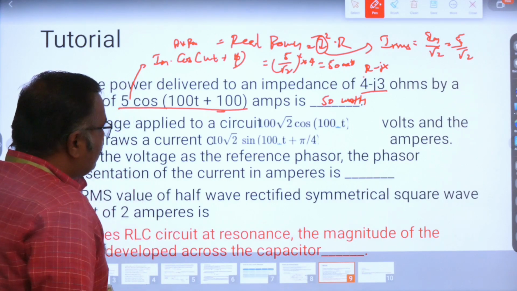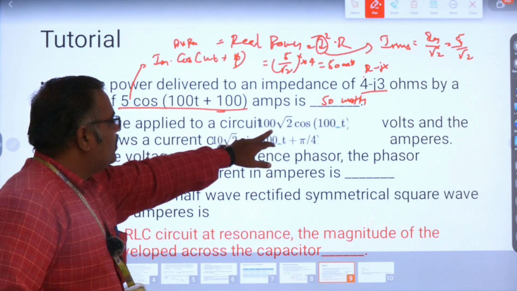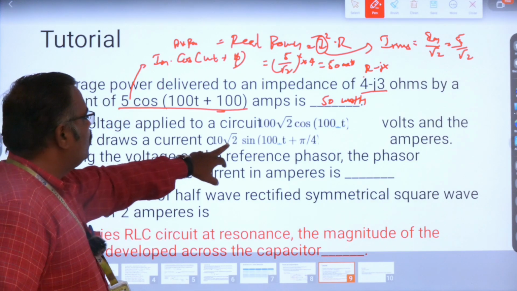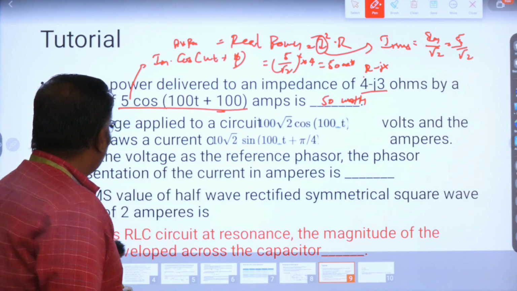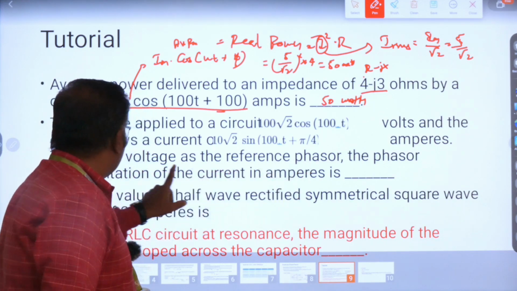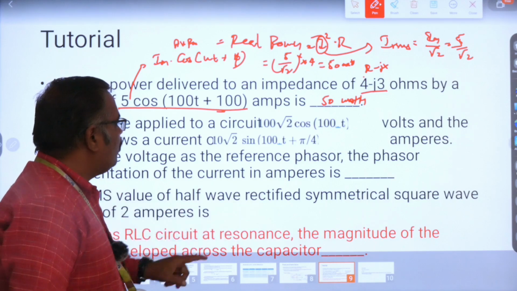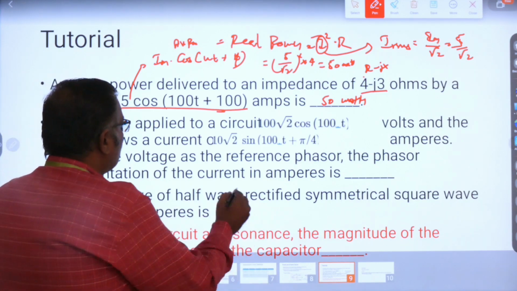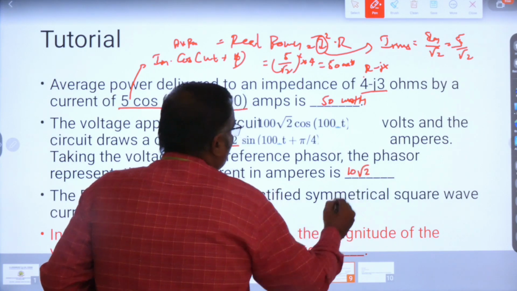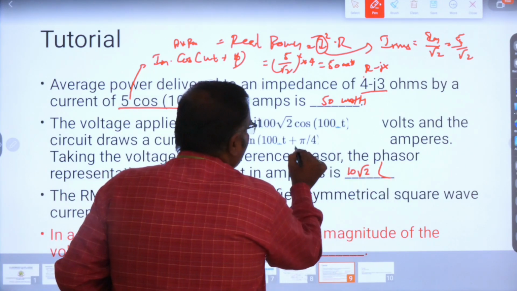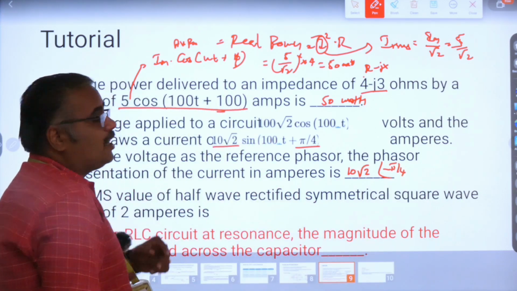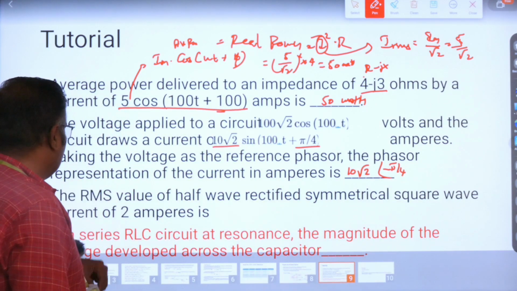Now, the voltage applied to a circuit is 100 root 2 cos 100t, and the circuit draws a current of 100 root 2 sin(100t + pi by 4). Taking the voltage as the reference phasor, we have to give the phasor representation of the current in amperes. The current magnitude is replaced as 10 root 2, and the angle is plus pi by 4, therefore make it minus pi by 4. So this is the phasor representation of the current.